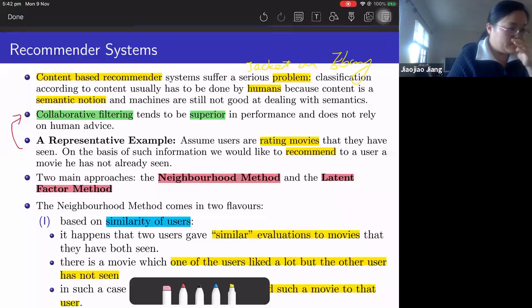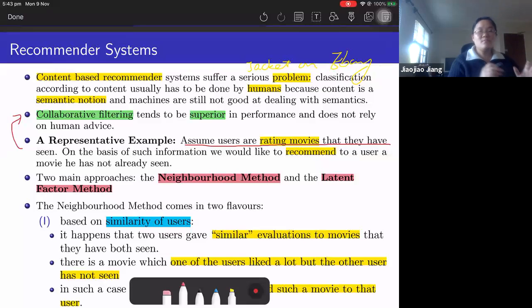Collaborative filtering tends to be superior in performance and doesn't rely on human advice or semantic annotation. A representative example: assuming users are rating movies that they have seen, on the basis of such information we would like to recommend to a user a movie that this user has not already seen.